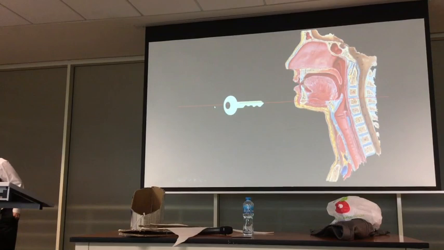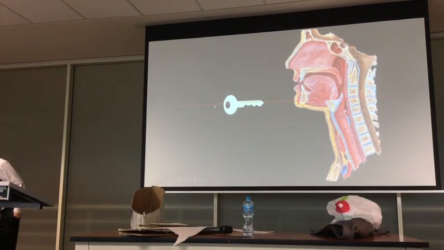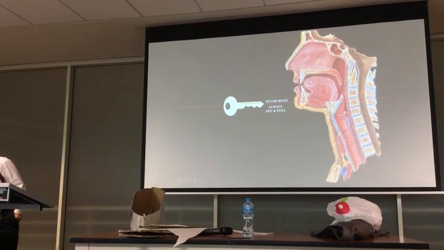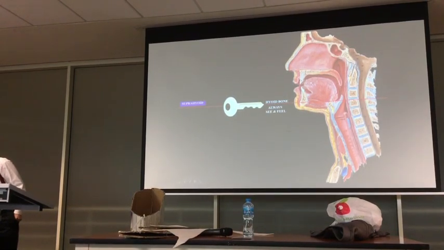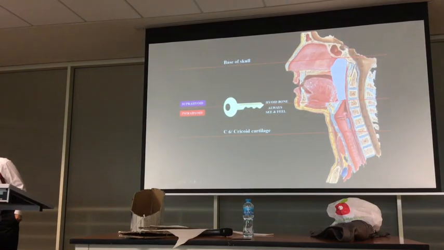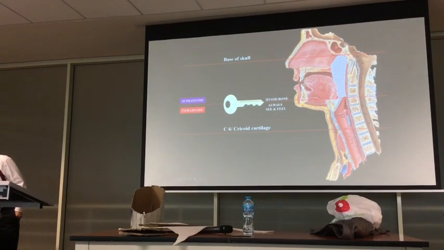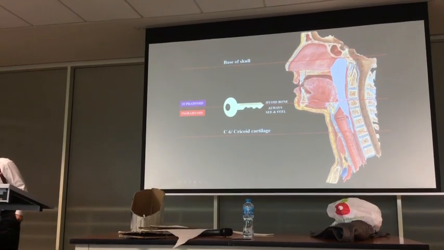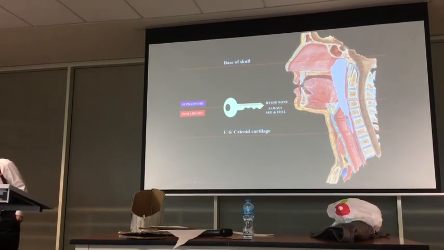Here I have the key structure in the whole neck, which is the hyoid bone, at the level of C3. Base of skull, please. Here this part is nasopharynx and oropharynx, and this part is the laryngopharynx. 3 vertebrae.